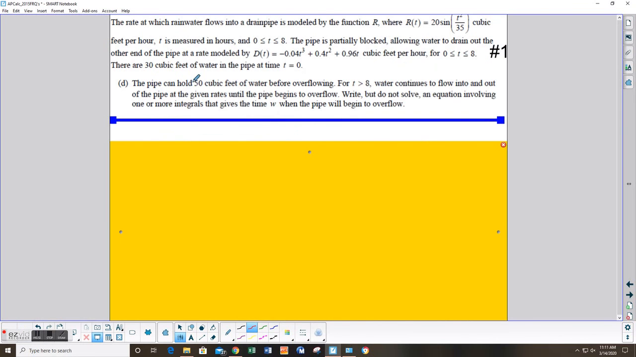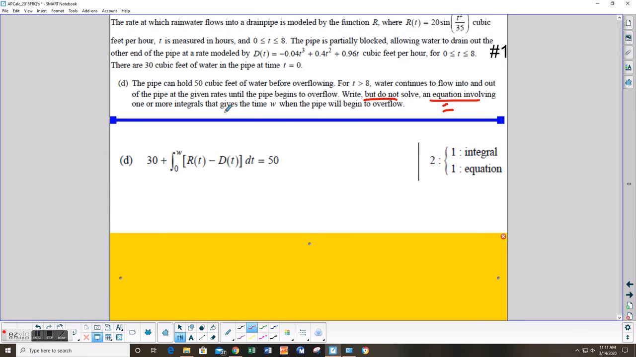As for part D, a little bit more challenging here. The pipe can hold 50 cubic feet of water before overflowing. Water continues to flow in and out of the pipe at given rates until the pipe overflows. Write, but do not solve, an equation, so you have to have an equal sign, involving one or more integrals that gives the time w when the pipe begins to overflow. You don't really know the time, so it's best to put that ending point as unknown. Let's call it w.